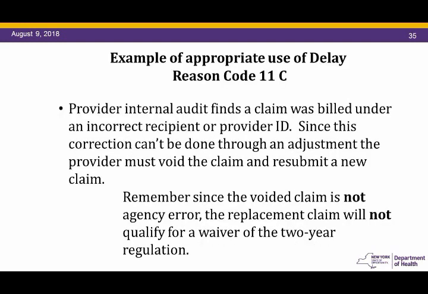Here's an example of when you would use delay reason code 11C. A provider internal audit finds a claim was billed under an incorrect recipient or provider ID. Since this correction cannot be done through an adjustment, the provider must void the claim and resubmit a new claim. Remember, since the voided claim is not agency error, the replacement claim will not qualify for a waiver of the 2-year regulation.